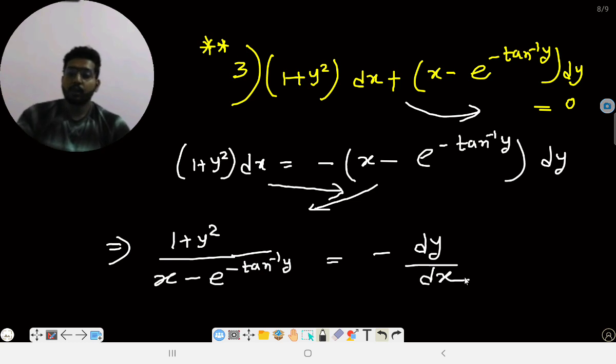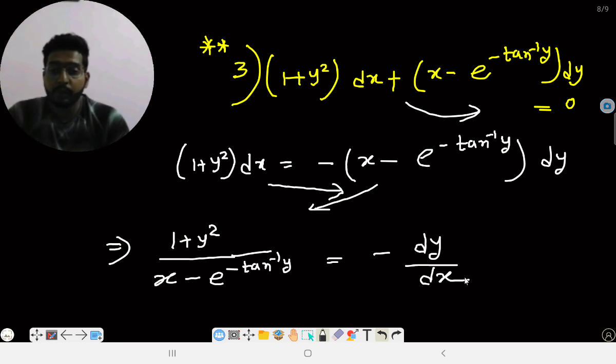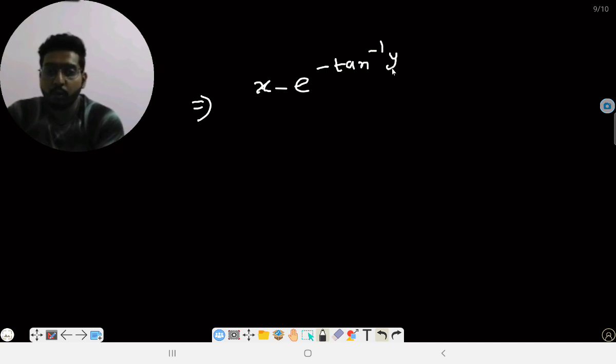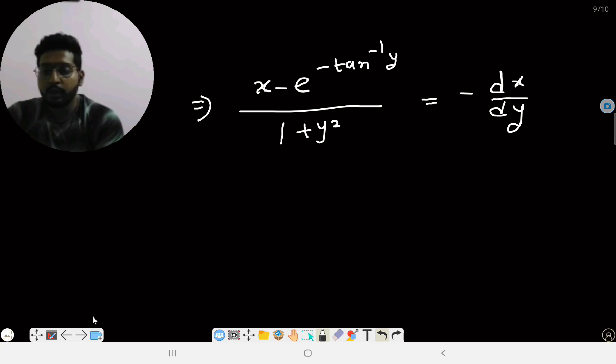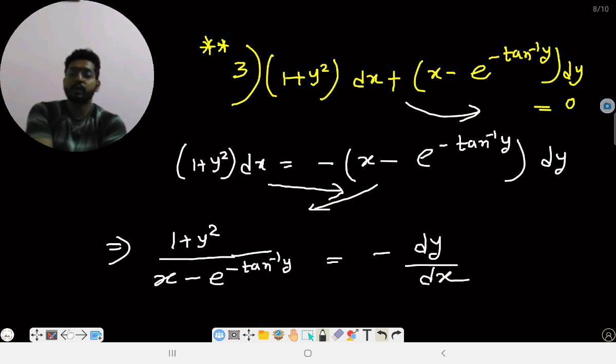Okay, now look at it properly. Now separation of this one is not possible. So just take the reciprocal of this one. That means (x minus e to the power minus tan inverse y) divided by (1 plus y square), and here it is minus dx/dy. Okay, it will look like this, minus dx/dy.